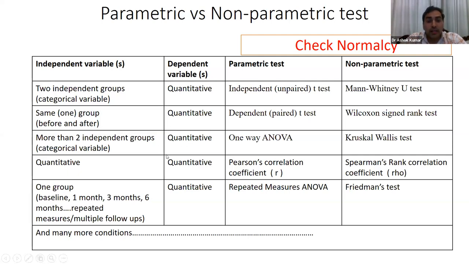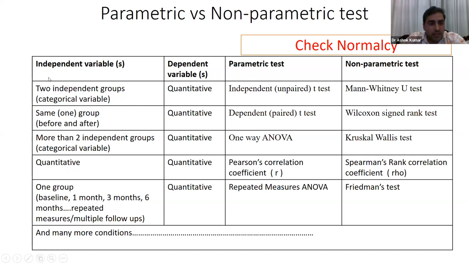Then dependent variable is quantitative. For example, HB, score, height, weight, creatinine, whatever. If this quantitative variable is normally distributed, we have to use one-way ANOVA, analysis of variance test. Okay. If this quantitative variable is not normally distributed, we should go for Kruskal-Wallis test. It's the counterpart of one-way ANOVA.